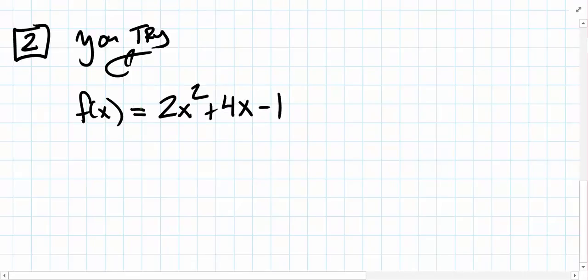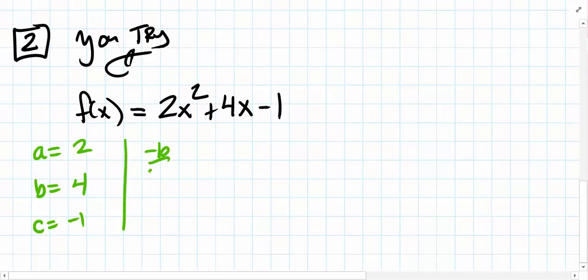The first thing you're going to do is write down the values of A, B, and C. The value of A is what in this case? 2. How about B, everybody? 4. How about C? -1. Great. We're going to take a look at negative B over 2A. It's going to tell us two things. It's going to tell us the line for the axis of symmetry, and it's going to tell us the location of the x coordinate of the vertex.